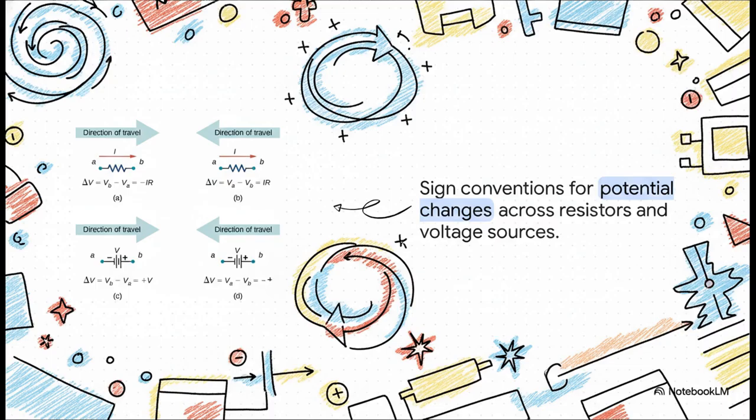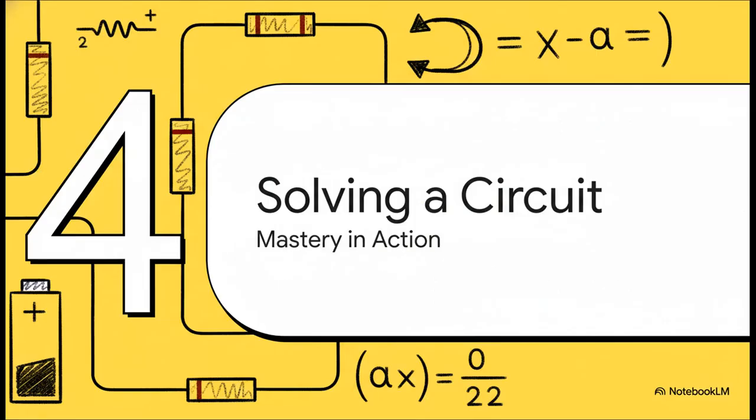For a battery, going from the short line to the long line, negative to positive, is a gain. The other way is a drop. Getting these conventions right is absolutely critical. All right, enough talk. Let's put this whole strategy into action. We're going to take a circuit, set up all the equations from scratch, and actually solve for the currents.